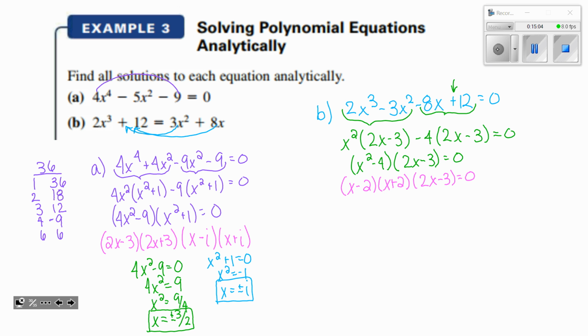X squared minus 4 is a pretty easy one to write in factored form. You might actually look at that and then automatically say x equals plus and minus 2. And the other one we have to solve for 0. So if I move the 3 over and divide by 2, I get x equals 3/2. So that is solving analytically.